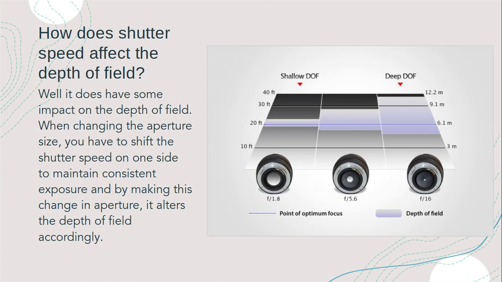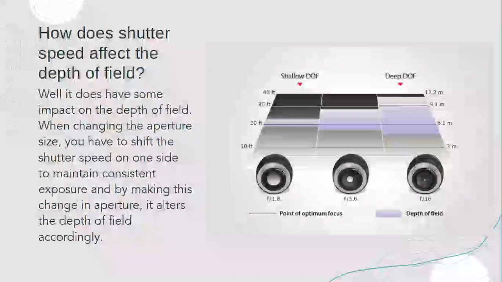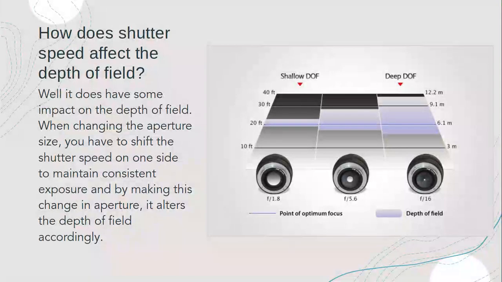So, how does shutter speed affect the depth of field? Basically, it has some impact. When changing the aperture size, you have to shift the shutter speed on one side to maintain a consistent exposure rate, and therefore it alters the depth of field accordingly.